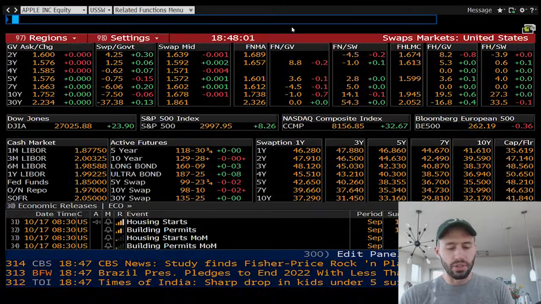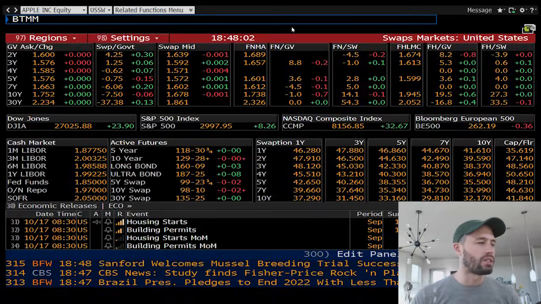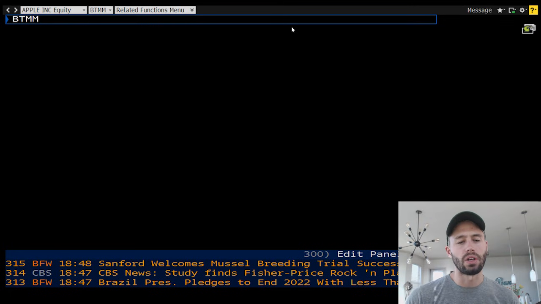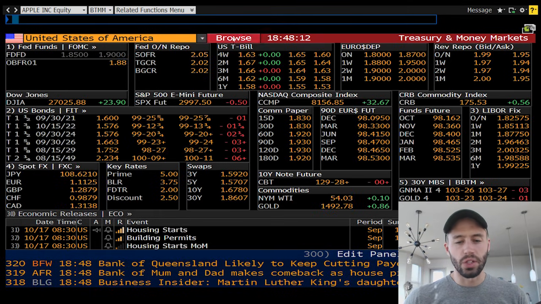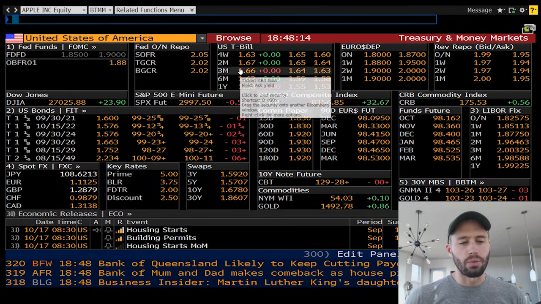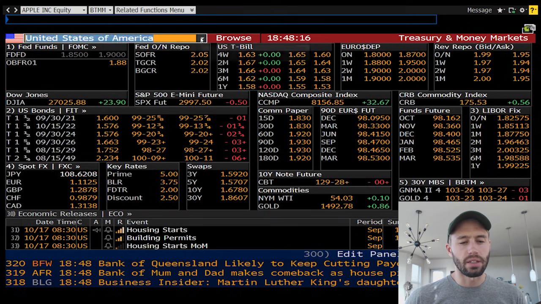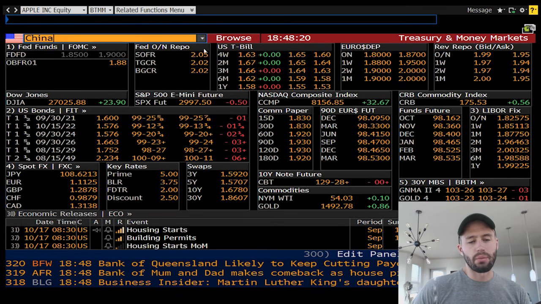The next thing I want to show you guys is BTMM, which is the Treasury and Money Market function. Here you can see very short-term paper and short-term interest rates. We have the US T-bills, 4-week, 2-month, 3-month, and we can also look at other countries like, say, China, and see what their very short-term interest rate markets are doing.